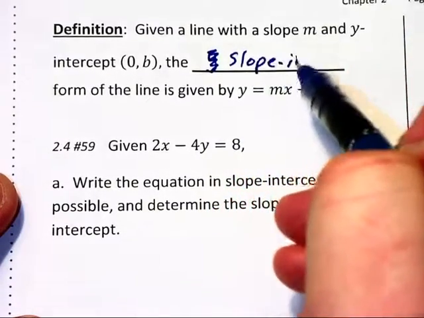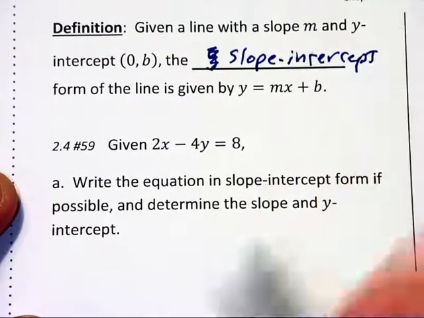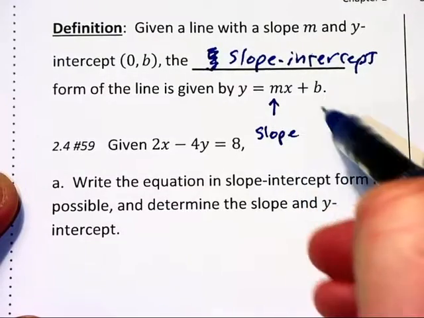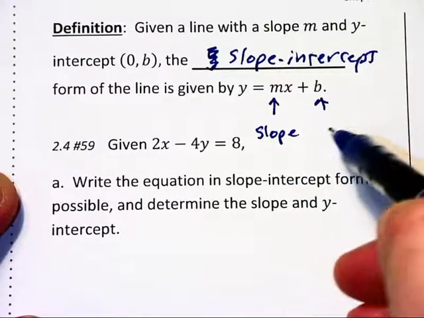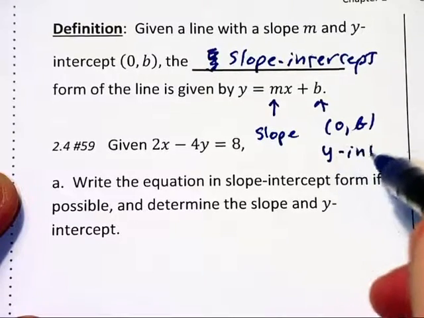Given a line with slope m and y-intercept (0, b), the slope-intercept form of a line is what you commonly know as y equals mx plus b, where m is the slope and b, or actually (0, b), is the y-intercept.